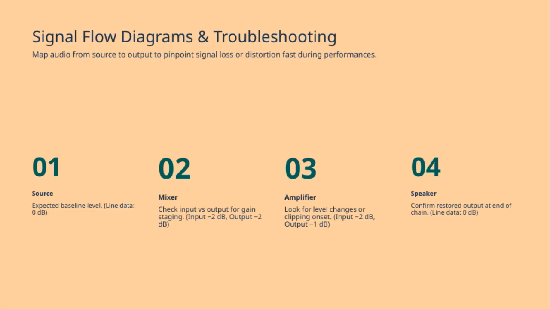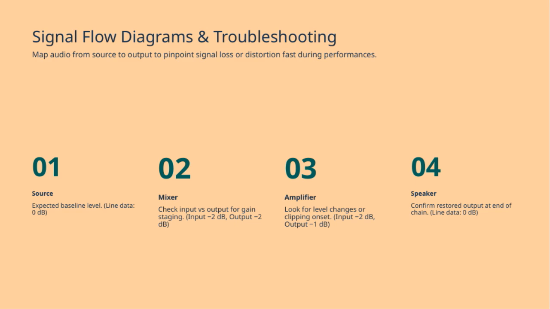All right, let's walk through the key points on this slide. First, at the very start of the chain, we have the source. This is where we expect the baseline level to be, typically around 0 dB. It's crucial to verify this because it sets the foundation for the entire signal flow.